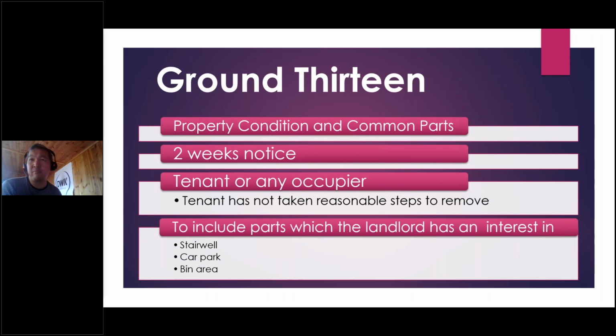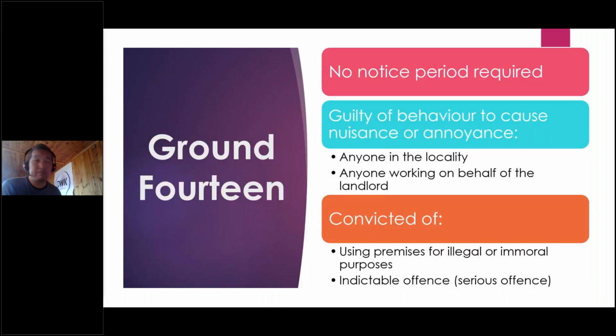So that's how I would say most judges would work in relation to property condition. But again, I don't know if anyone's ever had possession given under ground 13, but I would certainly say it would probably be suspended in the majority of cases, pending the tenant rectifying what they had done wrong in the first place.